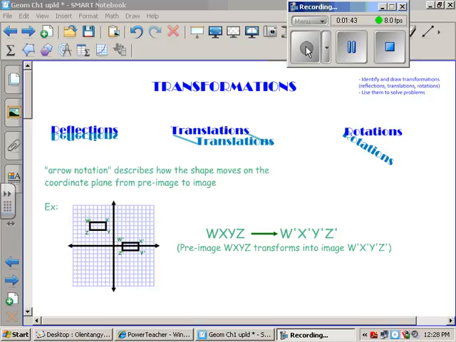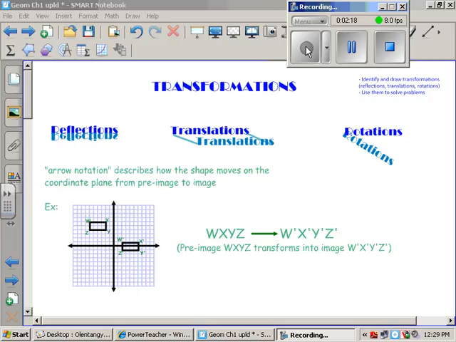But anyway, let's talk about the nomenclature, how to label things, what we call things. The image we start with, whatever shape was on the graph first, the one we're going to move, we call that the pre-image. Then the one that ends up where we wanted it to move, that's the image. So the first one, the one we start with, is the pre-image. The one we end up with is the image. Okay?